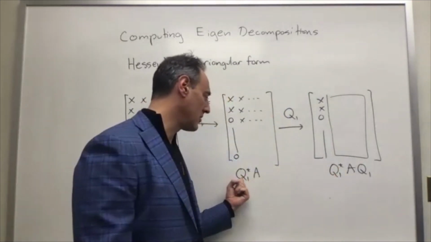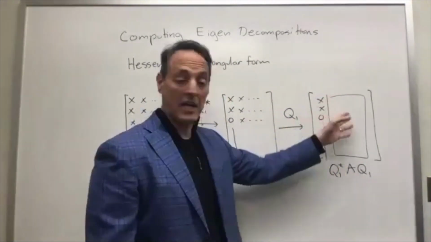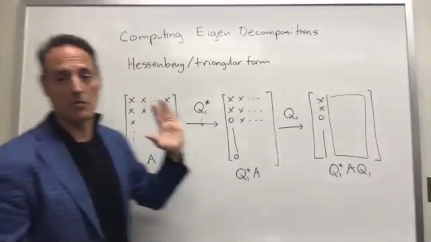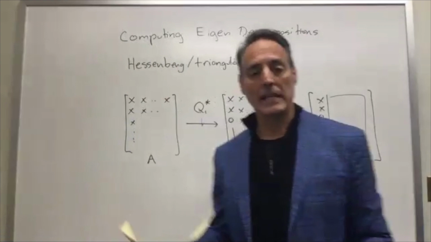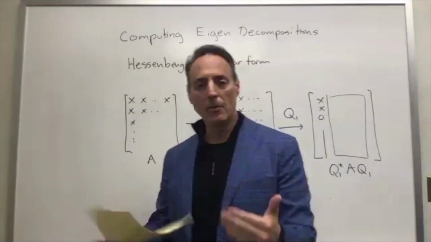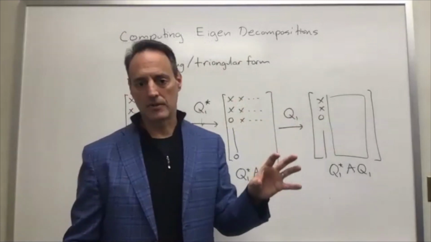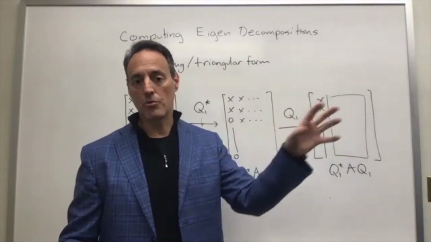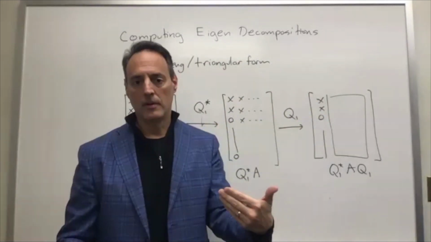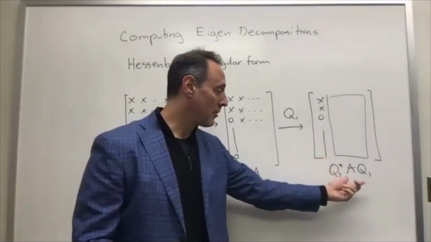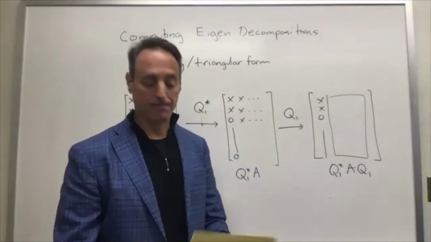In other words, if that's Q1 star, it's Q1, which gives me a new matrix, but this matrix here is self-similar to what I started with. That's the key. I am building recursively a set of self-similar structures as I go through this algorithm. Step one, build me a self-similar matrix where it's zero behind here.